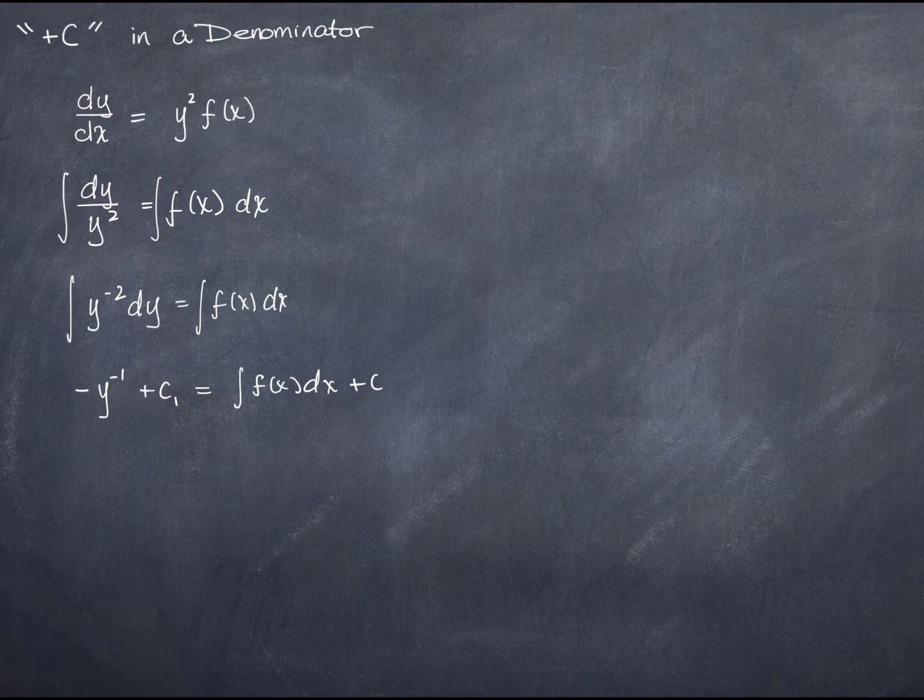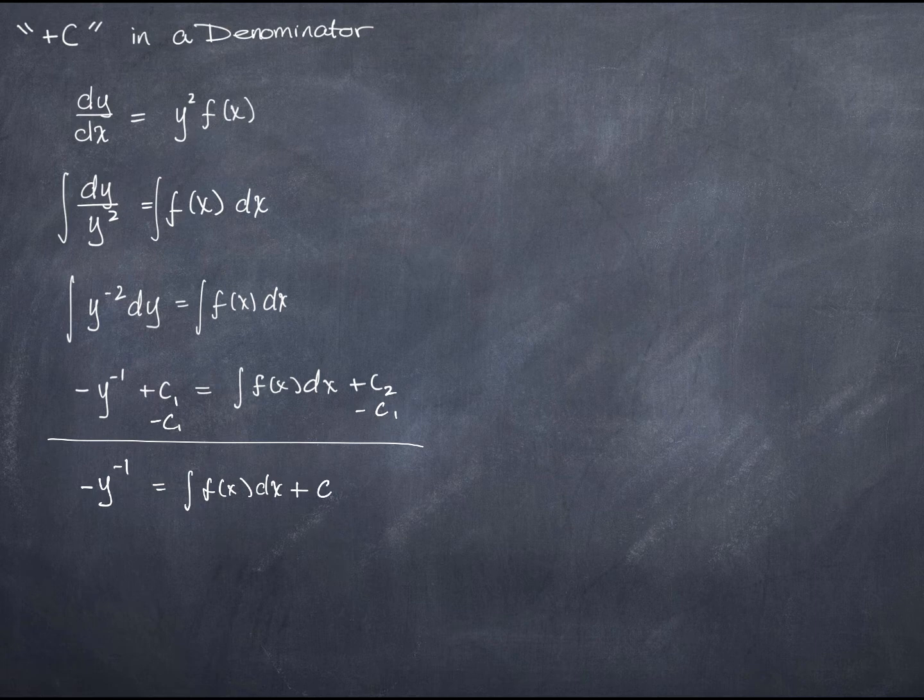So if I call this one constant 1 and this one constant 2, and I subtract constant 1 from both sides, I get negative y to the power of negative 1 equals the integral of f of x dx plus some constant. C2 minus C1 is still some constant, so I can just write it there. I don't need to write it on both sides. All right, now what does y to the negative 1 mean? It means 1 over y. Of course, it's negative here. That's still going to be equal to whatever I get on this side, the integral of f of x dx, plus some constant.